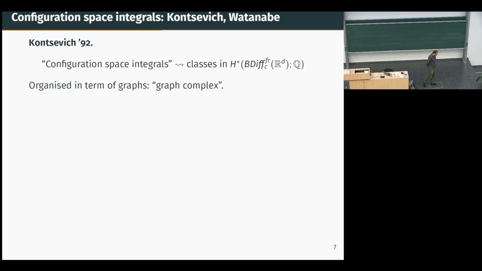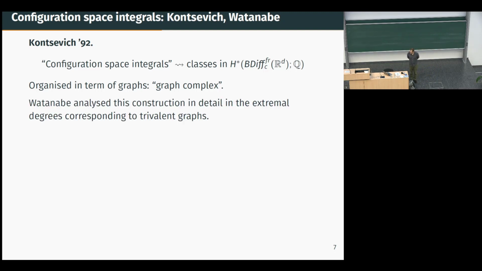More recently, Kontsevich proposed this way of understanding or of extracting cohomology classes for diffeomorphism groups with some extra decoration, framed diffeomorphism groups, using what are called configuration space integrals. So basically, you look at your family of Euclidean spaces, you look at configurations of some number of points in them, and then you integrate certain canonical differential forms over the configuration space, and you do some complicated combinatorics of how to glue all those spaces together. And those combinatorics are encapsulated in what's called these days a graph complex. So this somehow was done in detail by Watanabe in the sort of extreme degree that corresponds to the graphs being trivalent.